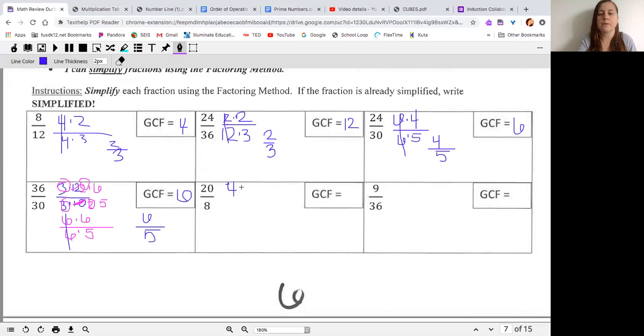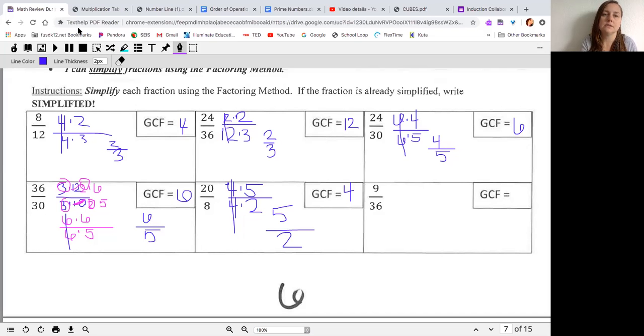So I got 4 times 5. 4 times 5 is 20. 4 times 2 is 8. Cross those off. Okay. That makes 4 our GCF, and then 5 over 2. Again, with these two, you can turn them into mixed numbers, but I'm not requiring it.